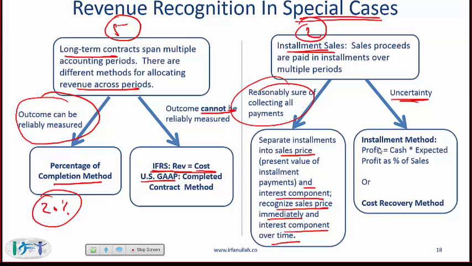The other is the installment method. Here, profit is equal to cash times expected profit as a percentage of sale. This expected profit as a percentage of sale you will know upfront because you know your expected profit and you know the sale, so you know this number. Then in every period you receive a certain amount of cash and the profit is based on that.